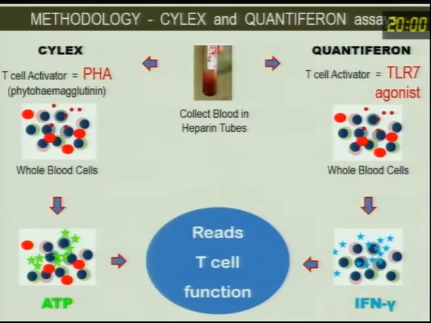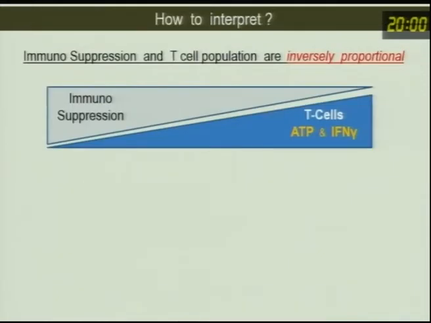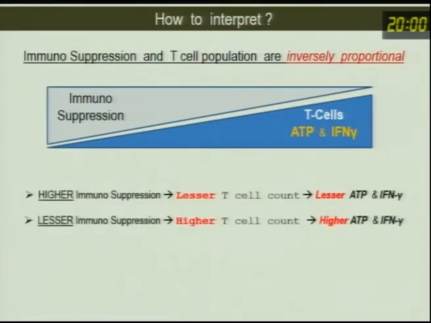Now, how are we going to interpret this data? Immunosuppression and the T cell population are inversely proportional. Higher the immunosuppression, lower the T cells. So the rule of the game is very simple. Higher immunosuppression, lesser T cell count, lesser ATP, lesser interferon gamma. If immunosuppression is less, you'll get higher T cell count, higher ATP.